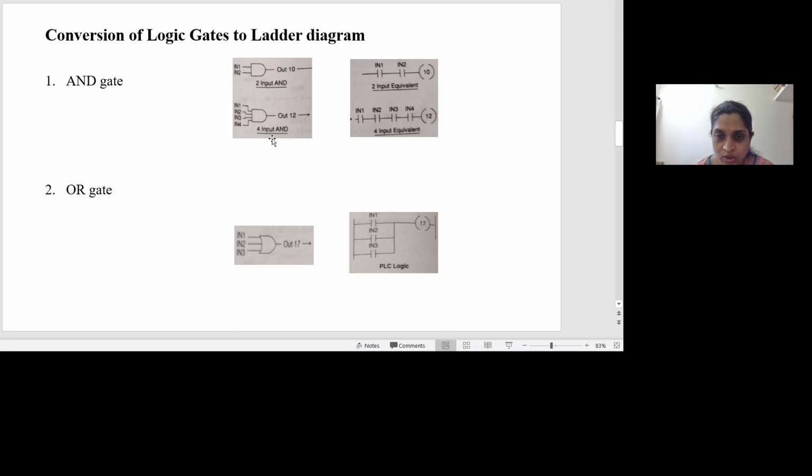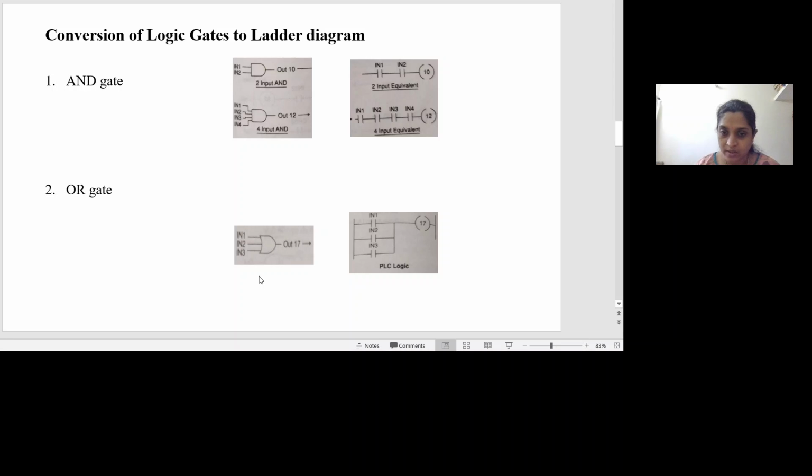And the second diagram shows a four input AND gate. Here there are four inputs IN 1, 2, 3 and 4, and all these four are connected in series. And then OUT 12 is the output, so here 12 represents the output coil. This means that when all the four contacts are energized at a time, all will close, and this will establish a connection between the two rails.